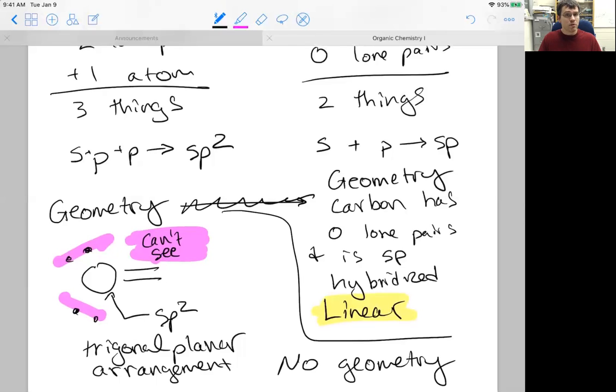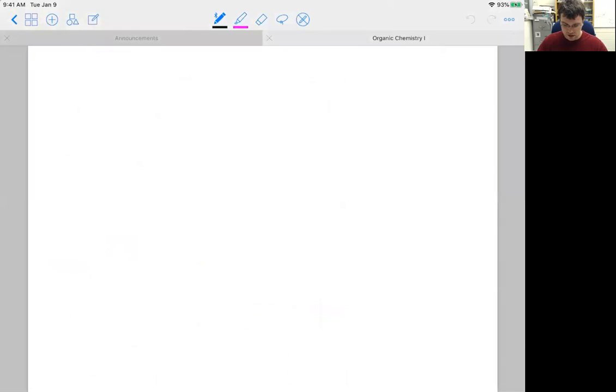So when you introduce lone pairs of electrons, you start to take away some of the features that give it its interesting geometry. Now, if we have two atoms attached, all of a sudden we can get to geometry. So let's look at another example. Okay, let's say we've got this structure.